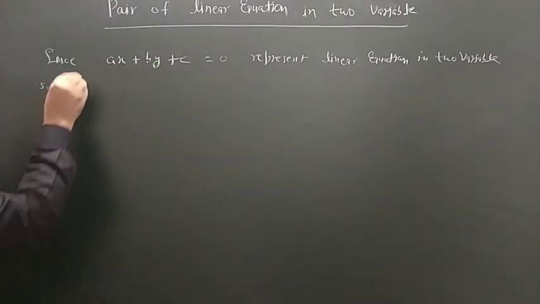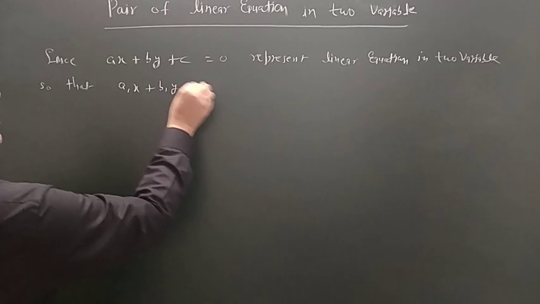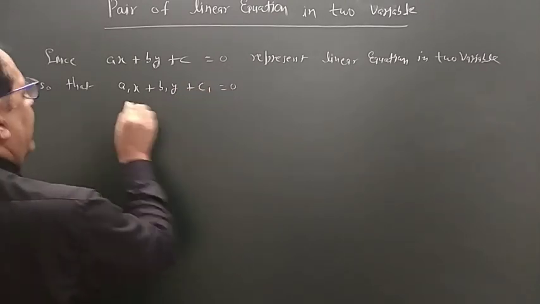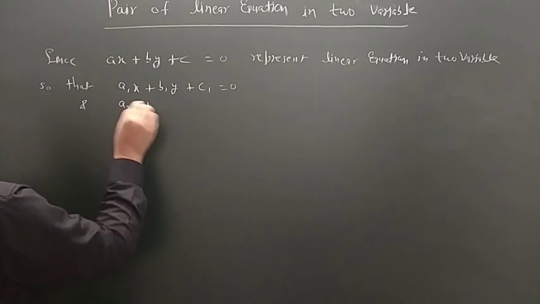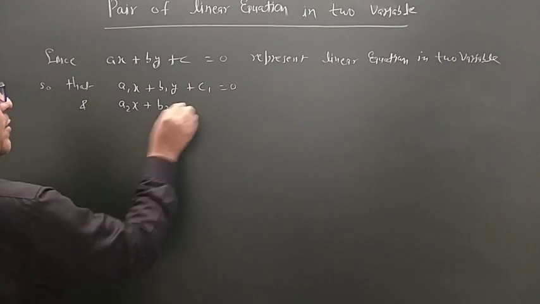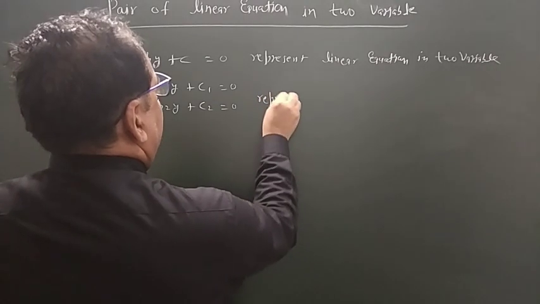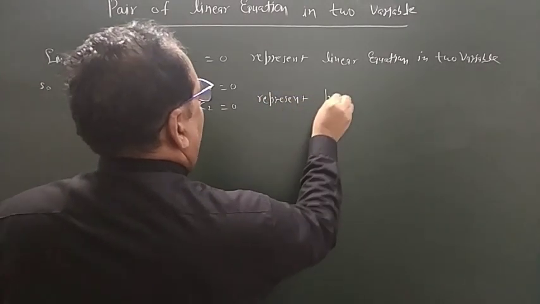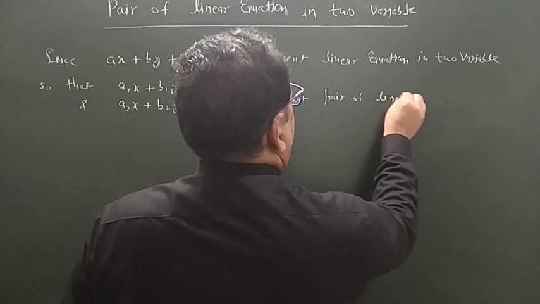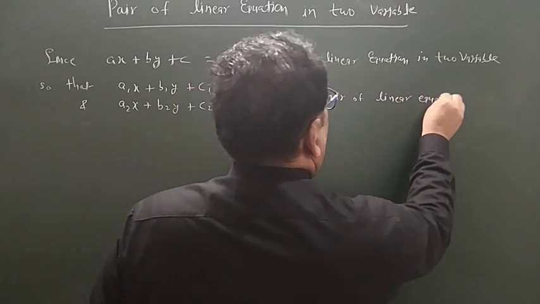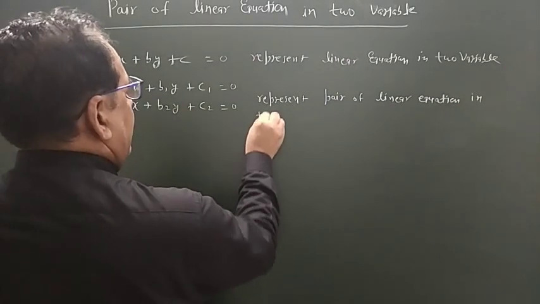So that a1x plus b1y plus c1 equal to 0 and a2x plus b2y plus c2 equal to 0 represent a pair of linear equations in two variables.